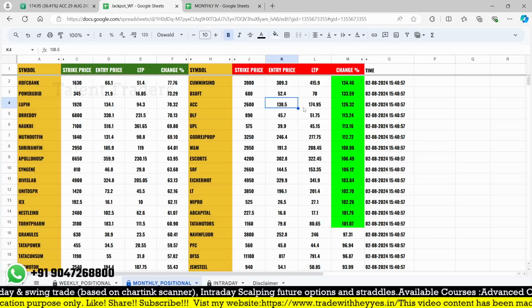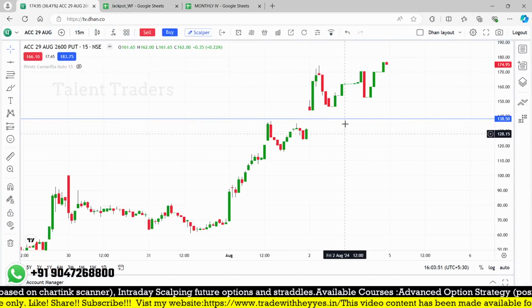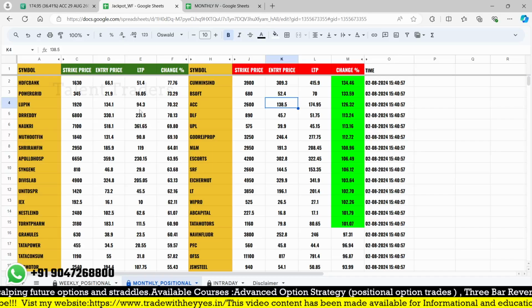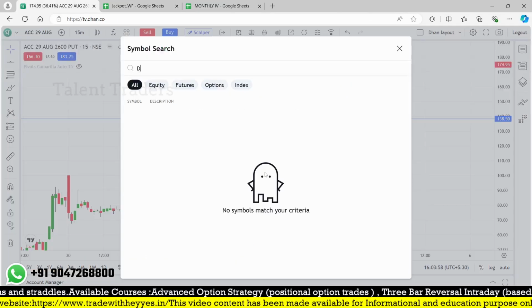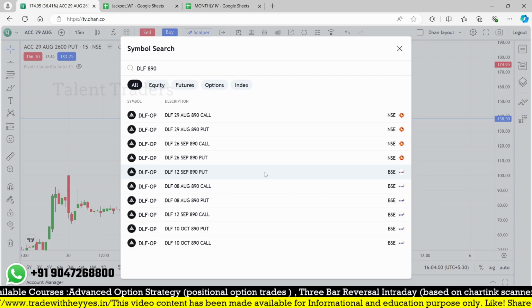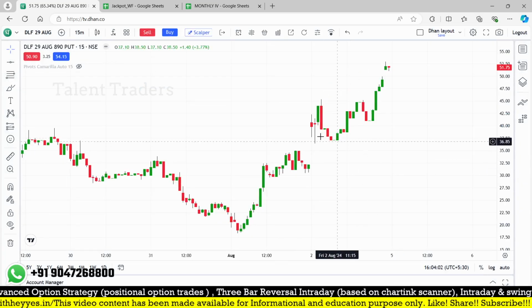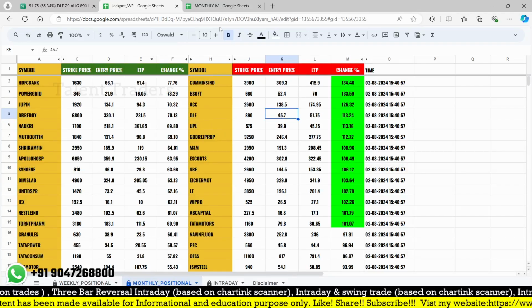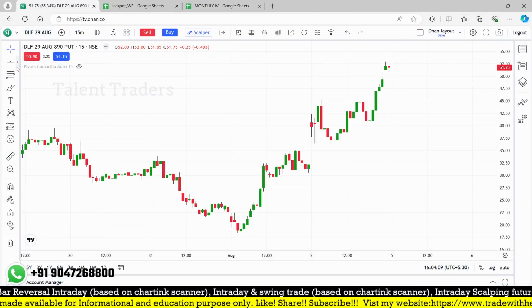In ACC also it is not a valid trade because it doesn't give you the entry price. So it moved well, but it is considered not a valid trade. And DLF 890. The month has only just started, so we have a lot of opportunity. DLF 890, our entry point would be around 45.7. So let me look at whether 45.7 is triggered or not.